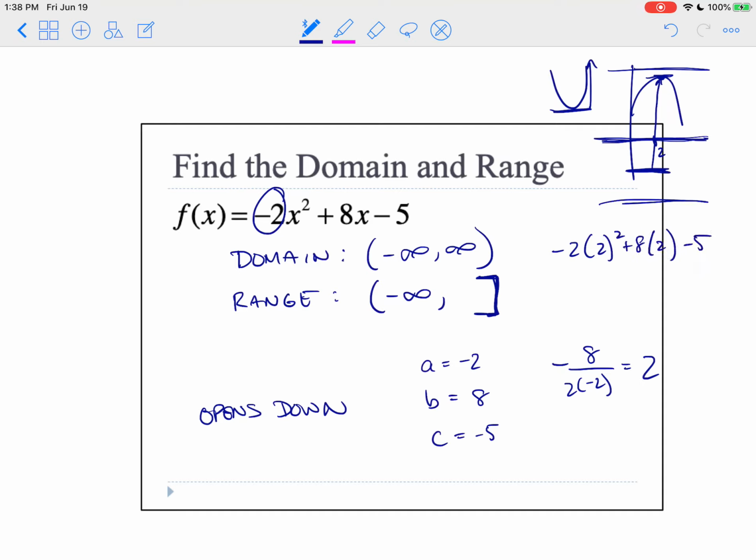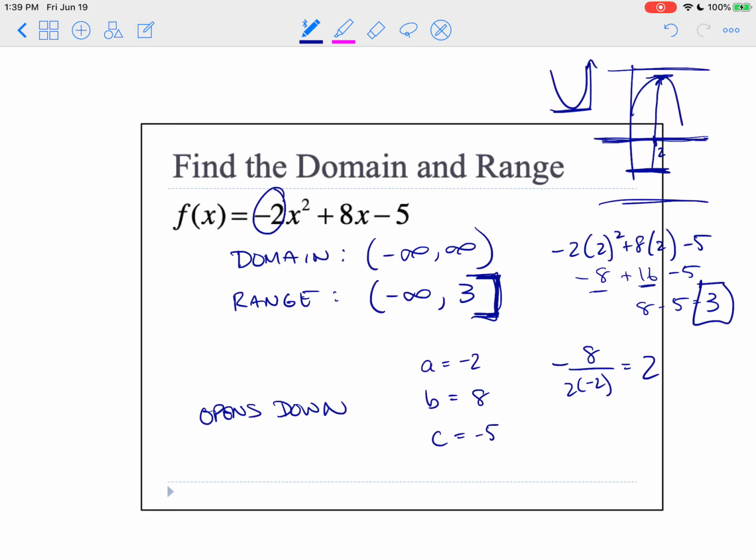Notice how I get that pattern again. 2 squared is 4 times -2 is -8, sorry. -8 plus 16. Notice how this is twice as big as this, but the opposite sign. So that gives me 8 minus 5. 8 minus 5 is 3. And so my range goes all the way up to 3 and then stops, including 3. 3 is a value. I just got this value out of my graph, out of my function. So that means I'm including that value. And that's how we find domain and range for a quadratic.